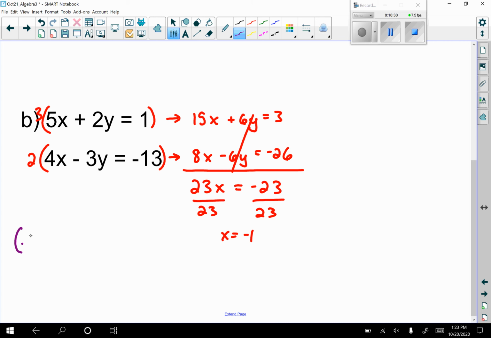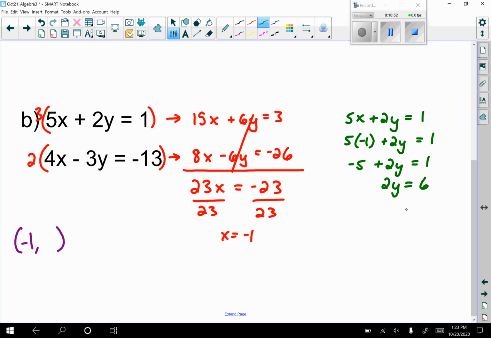So right now, I've got the first part of my ordered pair. I need to find y. Does it matter which equation we use? No, I'm going to use the first one. 5x plus 2y equals 1, and x is negative 1, so 5 times negative 1 plus 2y equals 1. This will give me a negative 5 plus 2y equals 1. Add 5, so 2y is going to equal 6. Divide by 2, y equals 3. So this is my solution. This means I would have intersecting lines.